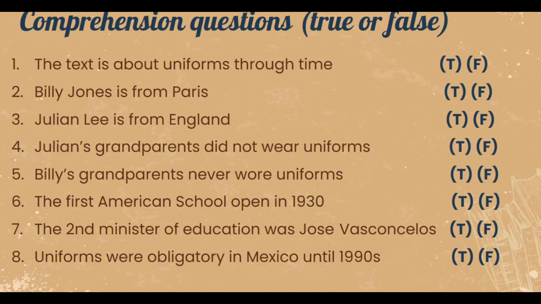Number 2. Billy Jones is from Paris. True or false? Julian Lee is from England. True or false? Julian's grandparents did not wear uniforms. True or false? Billy's grandparents never wore uniforms. The first American school opened in 1930. True or false? 7. The second Minister of Education was José Vasconcelos. True or false? And number 8. Uniforms were obligatory in Mexico until 1990s.